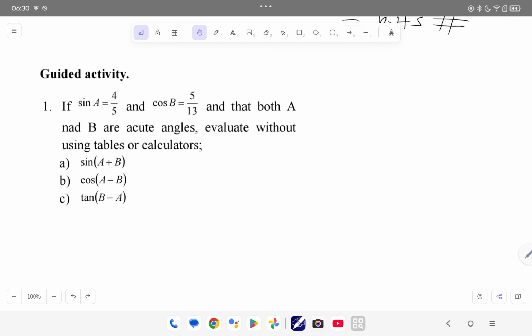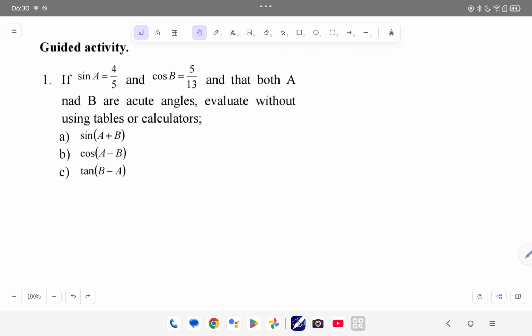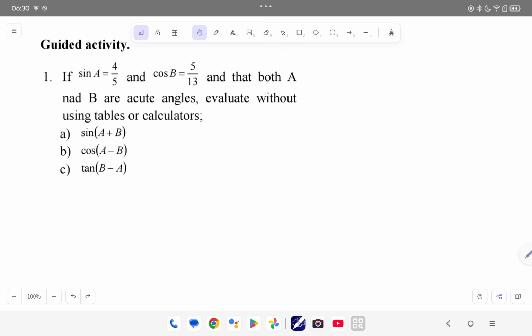We now go to examples. Our question number 1 says, if sin A is 4 over 5 and cos B is 5 out of 13, and that both A and B are acute angles, this word is "and", are acute angles, which means they lie between 0 and 90 degrees, which is the first quadrant. As we saw before, in the first quadrant, all the trigonometric ratios are positive.